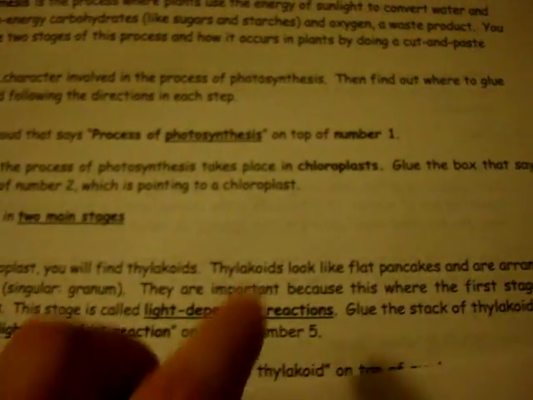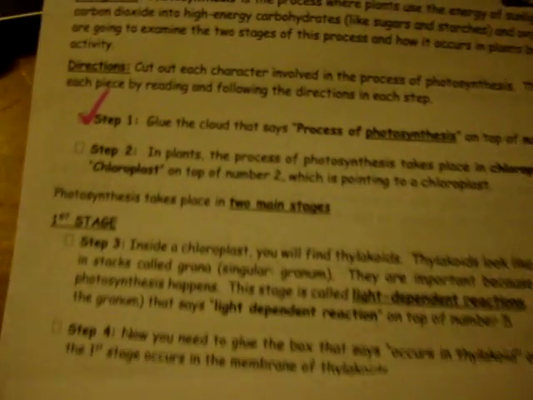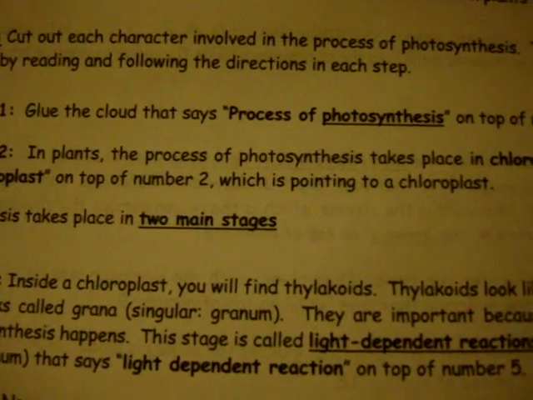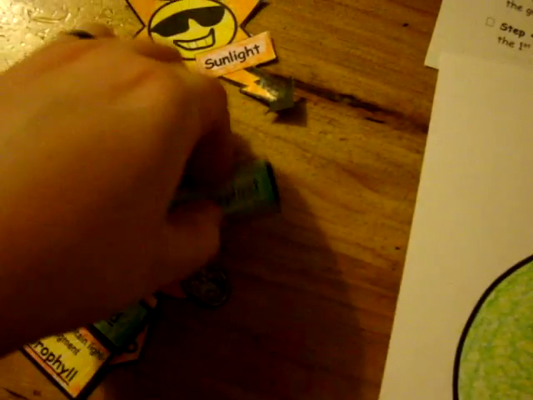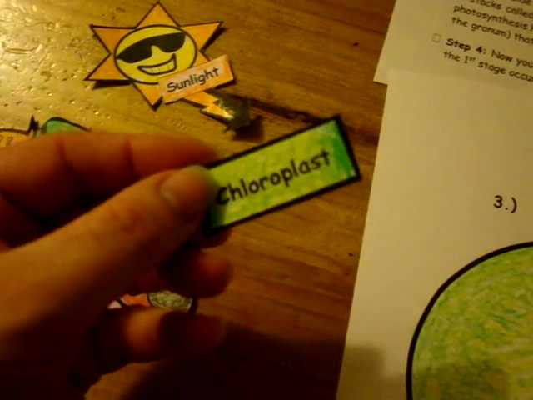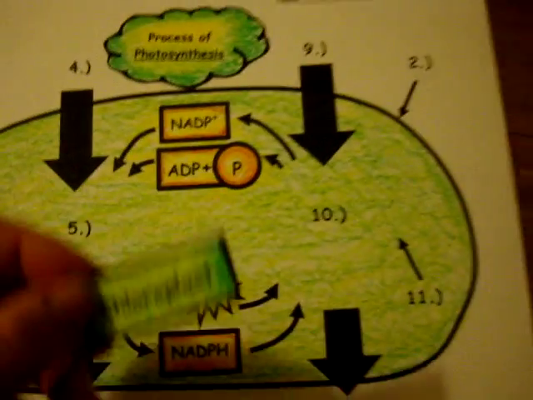And you can see right here, here's a chloroplast. And then it says glue the box that says chloroplast on top of number 2, which is pointing to a chloroplast. So if I look over here, you'd have all your little animations. I colored mine in, and you just look for where it says chloroplast. Oh, there it is right there. So then you grab it, and you do exactly what it says. You glue this to wherever number 2 is, and you can see number 2 is pointing to the chloroplast, and they can glue it on.